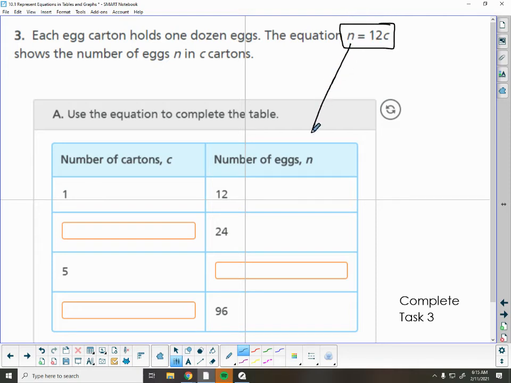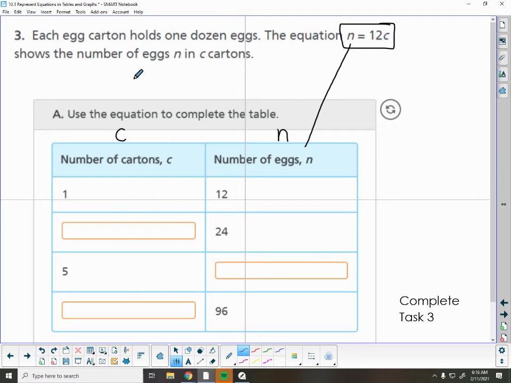I'm noticing N is my dependent variable. So the number of eggs you have depends on how many cartons you buy. You get to choose how many cartons you buy, and then that will determine how many eggs you get. So the number of eggs is dependent on how many cartons you buy. So I want to rewrite this equation to represent this table in a little better order here.